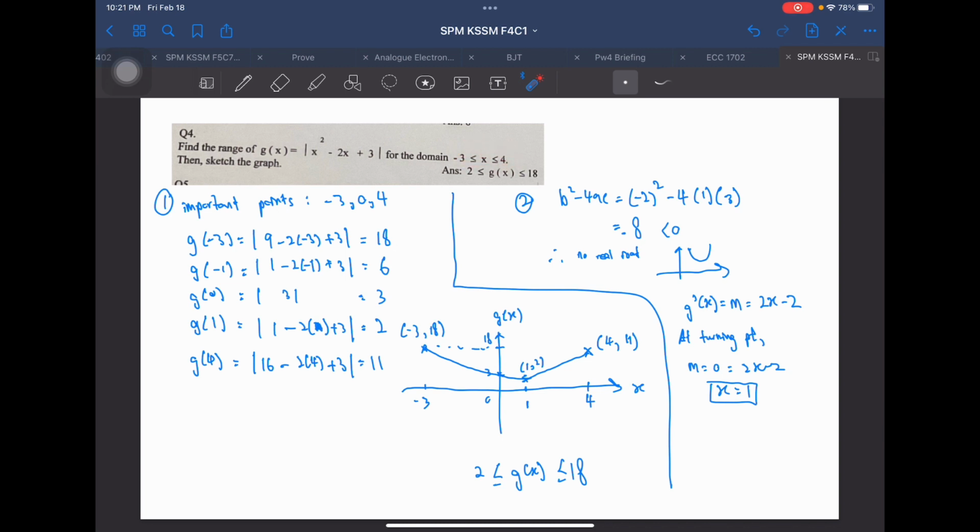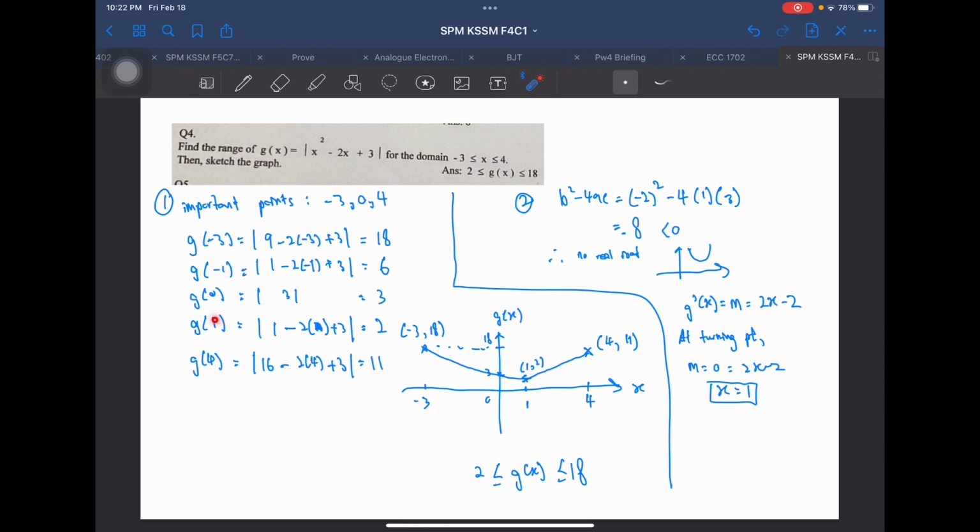Then sketch the graph. So actually there are two approaches. Let's start with the first approach on the left hand side here. Since the range of x is from -3 to 4, you need to list out the important points, which is normally the side of the range. In this case it is -3, 0 and 4. But since you need to observe the pattern, I also include -1 and 1.